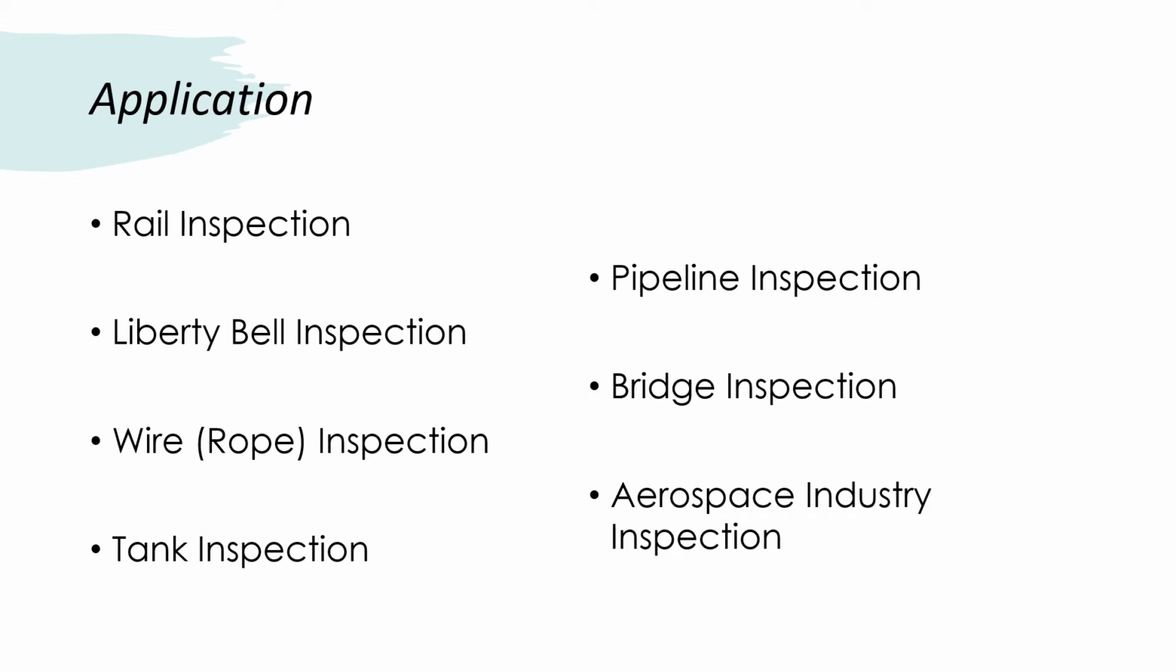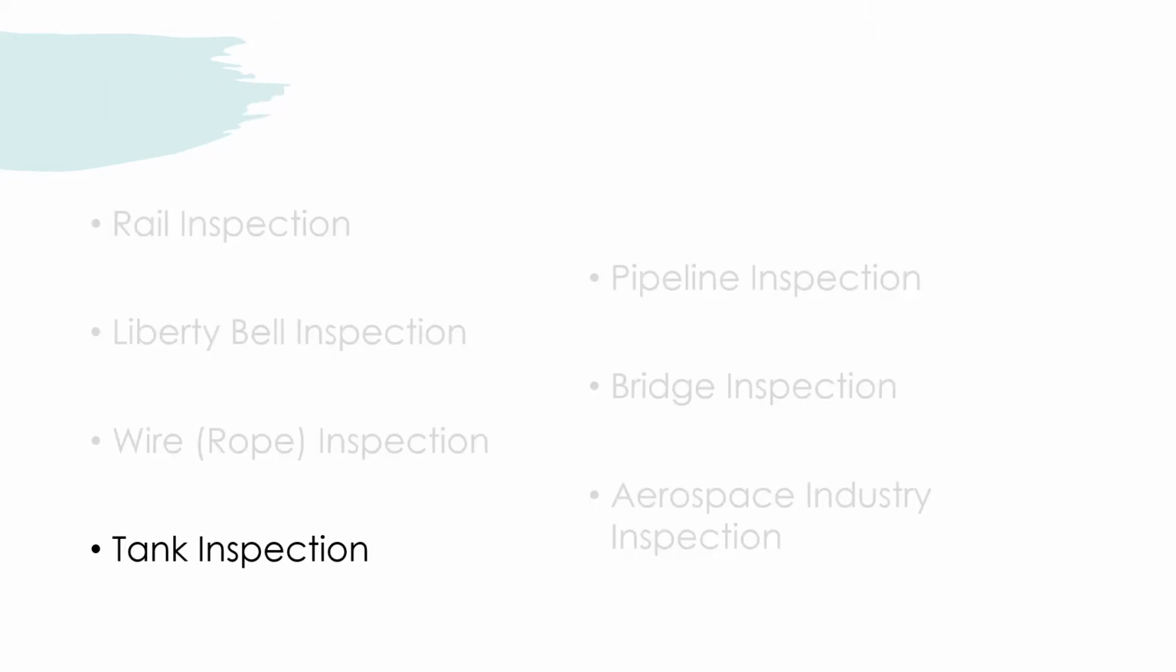As I discussed, there are various types of application in this NDT field. This NDT field is used everywhere. It starts from production and goes to maintenance or service. So here we discuss a few applications. Among these 7 applications, we already discussed rail inspection, liberty bell inspection and wardrobe inspection previously. Today we will discuss tank inspection.